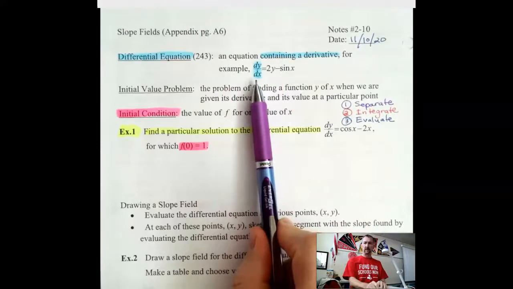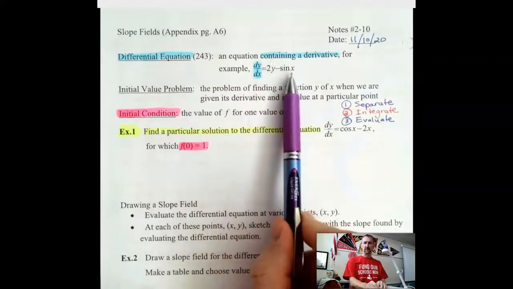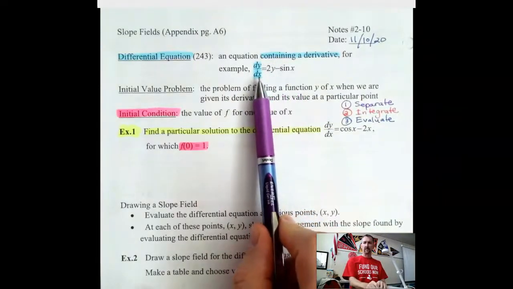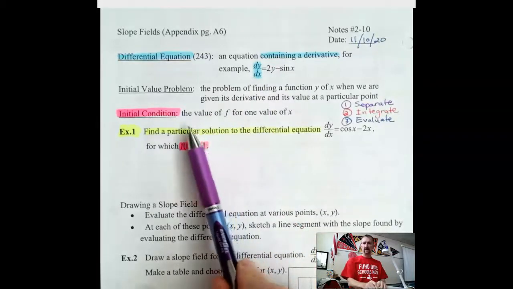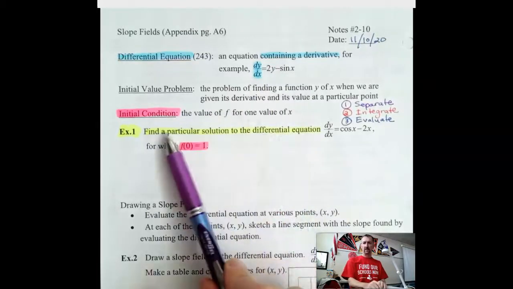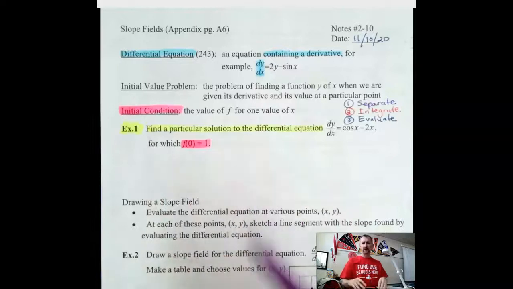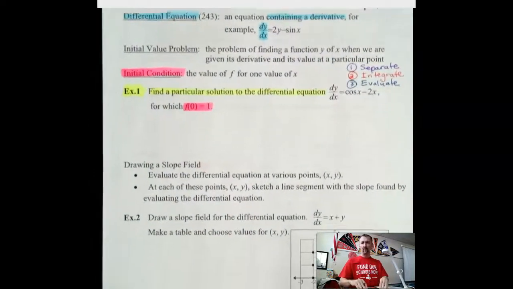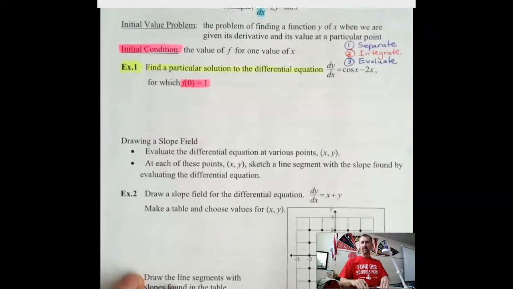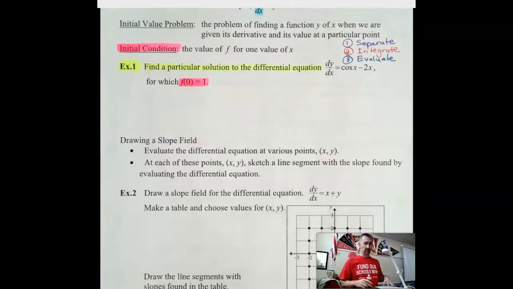So we see a dy dx there. So this is a differential equation because it has a derivative. You can read that. This is an important question. It's usually on the AP test. It's worth 4 or 5 points. So we really want to make sure that we're comfortable with differential equations.